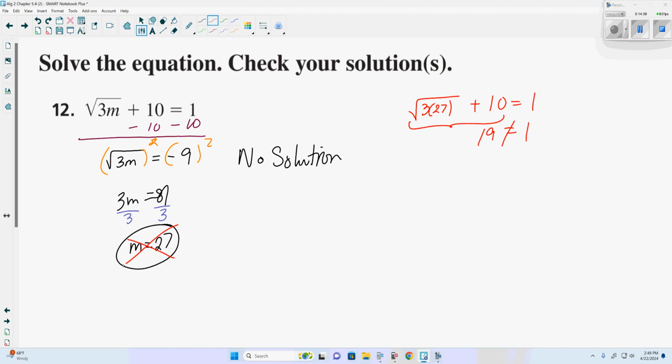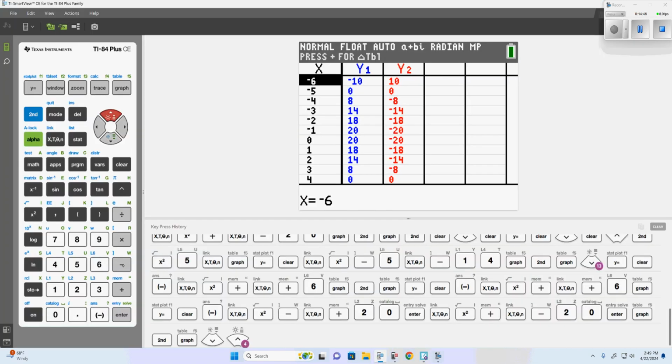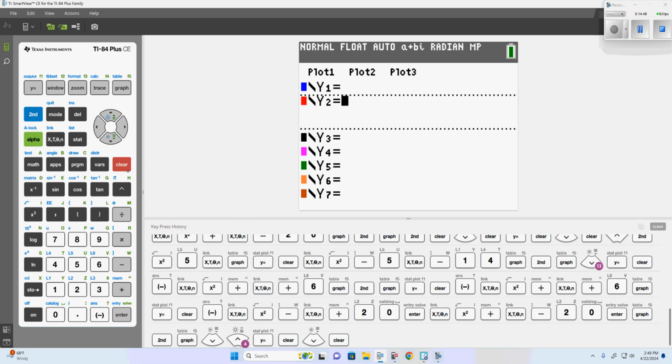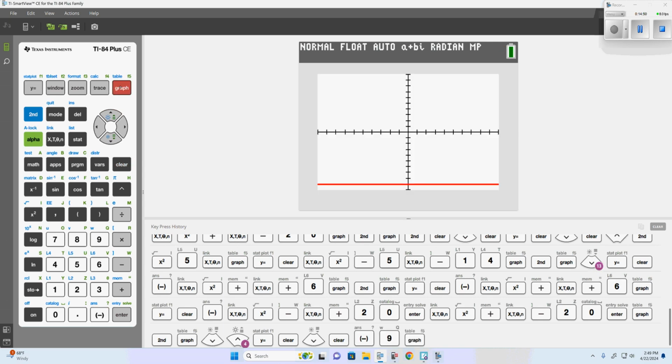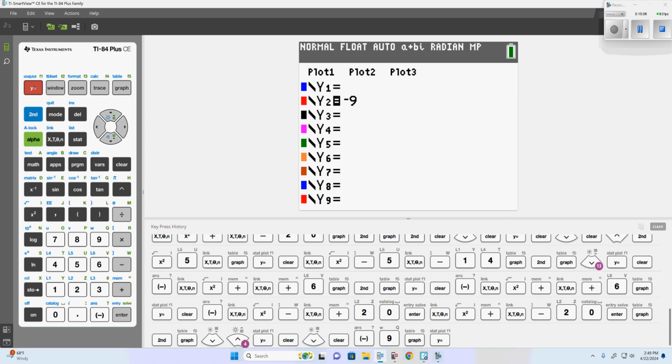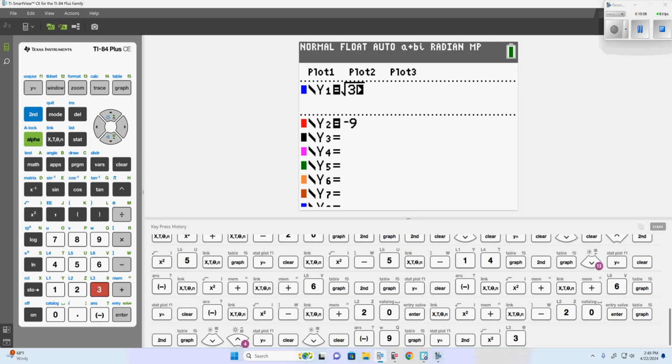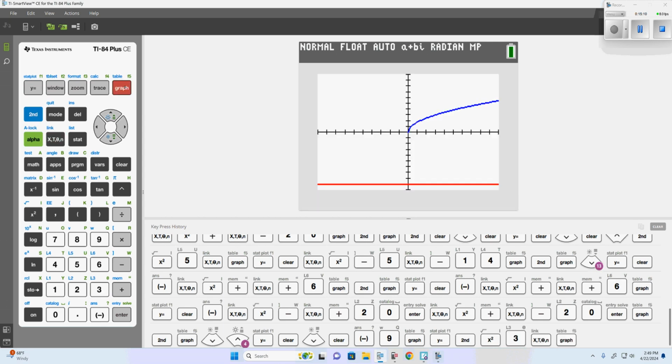Questions on this here? Kind of makes sense so far? Now, I can show you this graphically. Negative 9, graph. That's the nice thing about the graphing calculator. It'll graph the line negative 9. So we're saying the square root of 3m equals negative 9, yes? So that graph, we need to intersect this line right here. Y equals the square root of 3x. Instead of m, we'll use x.